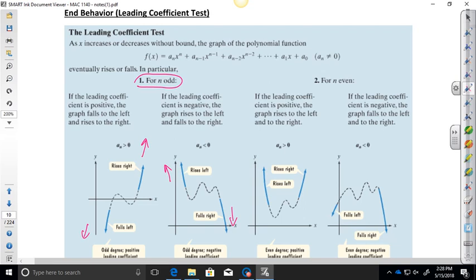Not bad, right? Now, if it's even, either both ends rise or both ends fall. And when does that rise happen? If the leading number is positive. If the leading number is negative, both ends go down.